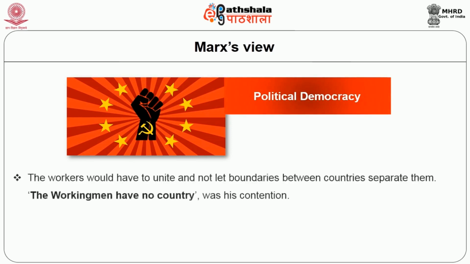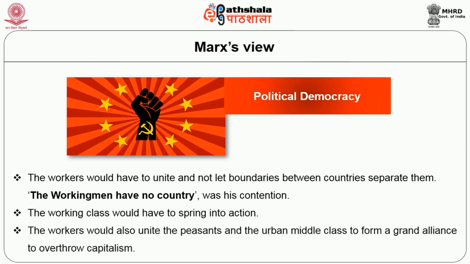For this, the workers would have to unite and not let boundaries between countries separate them. "The working men have no country," was his contention. The working class would have to spring into action. The workers would also unite the peasants and the urban middle class to form a grand alliance to overthrow capitalism.